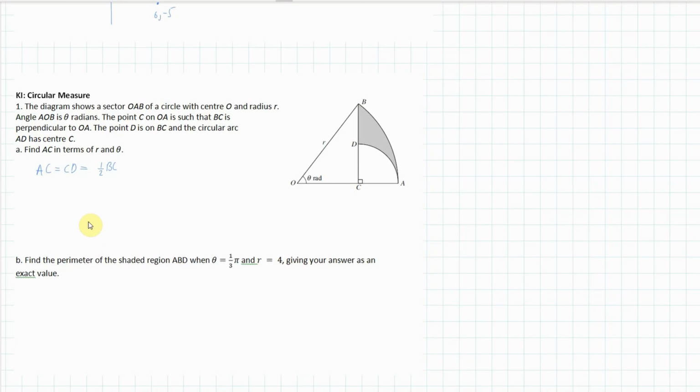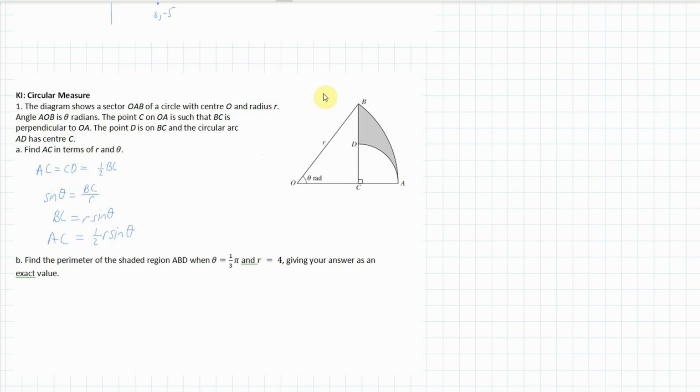And we know that sine theta is equal to BC over R. Okay, so I'm considering this triangle here now. So sine is opposite over hypotenuse, that's what we're doing there. And then we can say that BC equals R sine theta, and so AC is equal to half R sine theta.